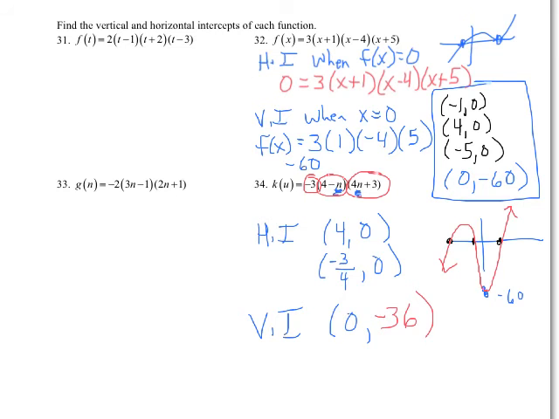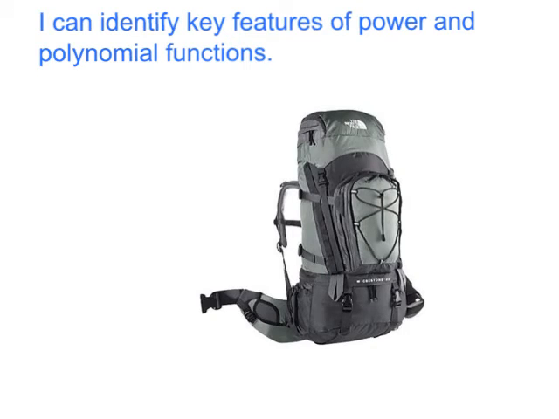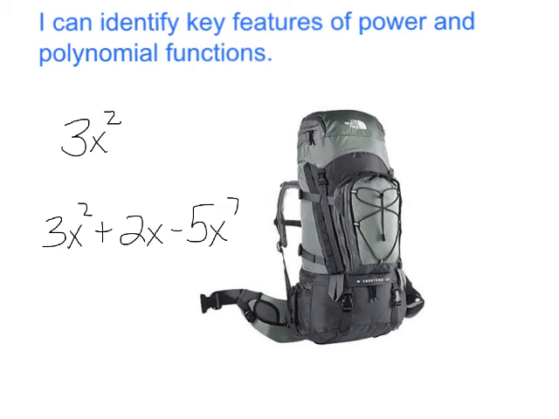Oh, the last page. Alright, after this I hope that you understand key features of power and polynomial functions. Remember, a power function is just one term, like 3x squared, whereas a polynomial function is a collection of power functions. The key vocab here is this is a power function of degree 2. This one is a power function of degree 7 because that's the highest degree.